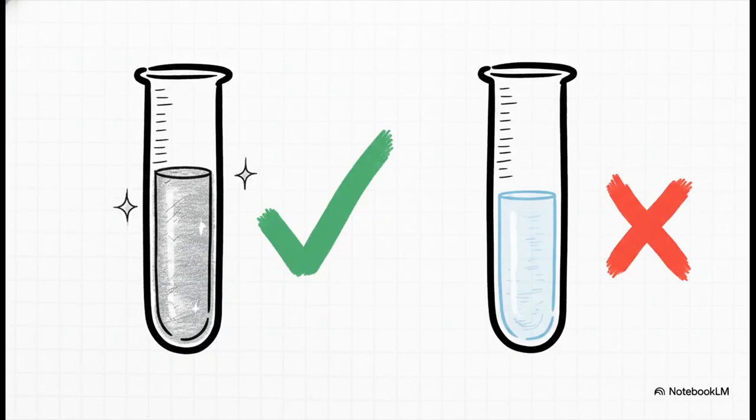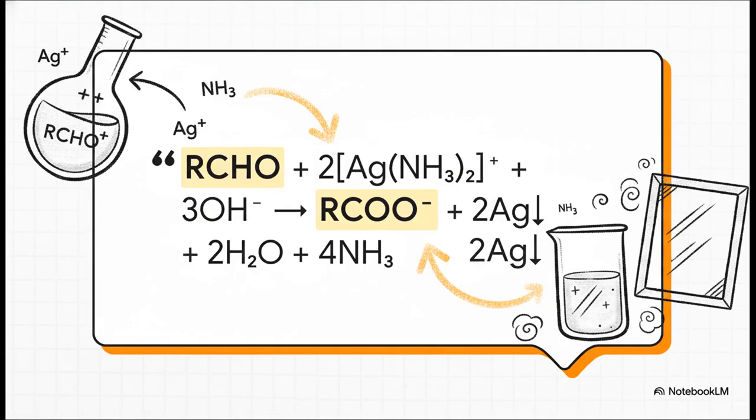And the visual cue here is honestly unmistakable. It's pretty cool. If you see a beautiful, shiny silver mirror form on the inside of your test tube, you can be 100% sure you've got an aldehyde. If the solution just stays clear, you're looking at a ketone. It's that simple. So what's actually going on here chemically?